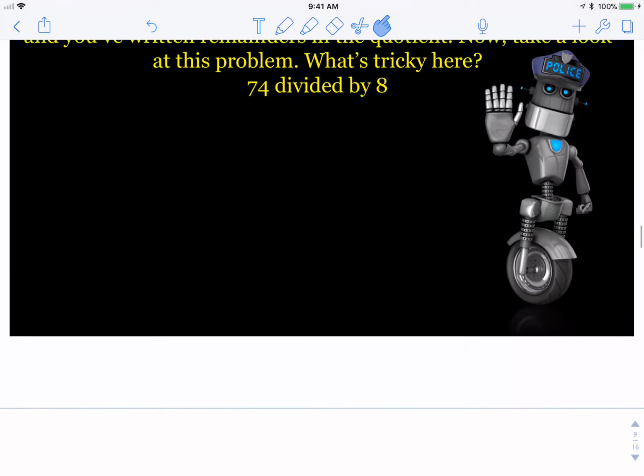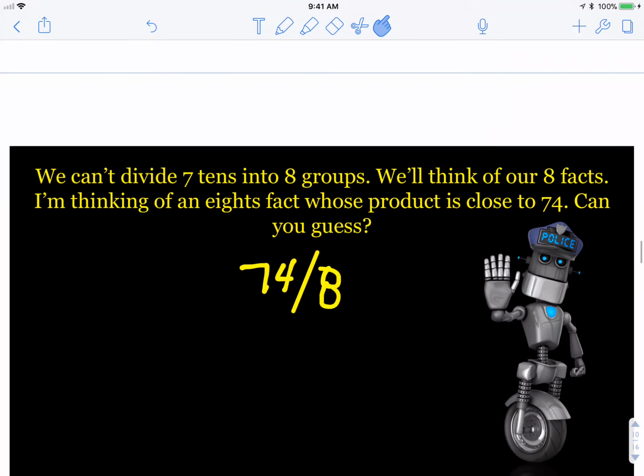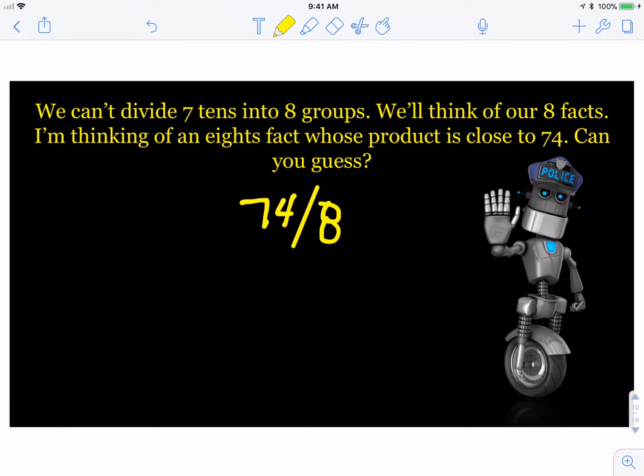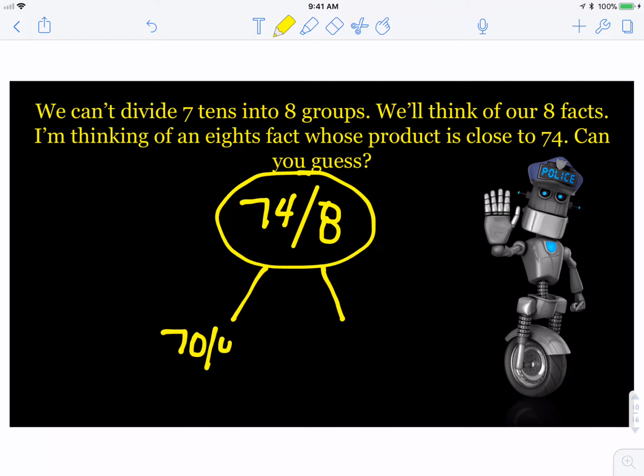Was it divided by 8 or divided by 7? Divided by 8. Okay. I kind of like using this method to do it. Remember, you use a method that works for you. Could you use mental math on this? For sure.